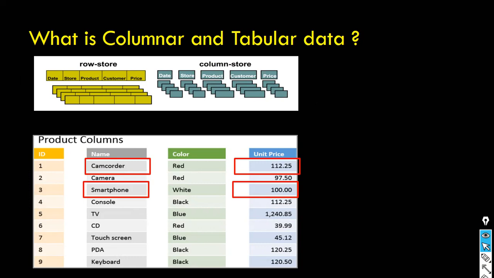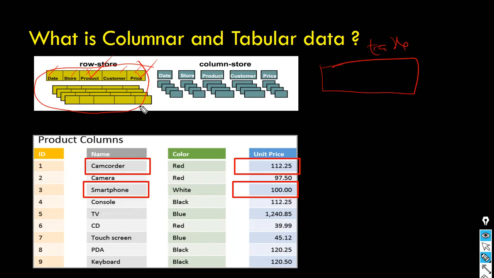Conventionally or traditionally, when you work with any RDBMS like Oracle or SQL Server, the data gets stored in a table. Let's say you have a table with a date column, store column, product column, customer column, and price. You want to know the price for a specific product. In that case, selecting only product and price is more than sufficient.